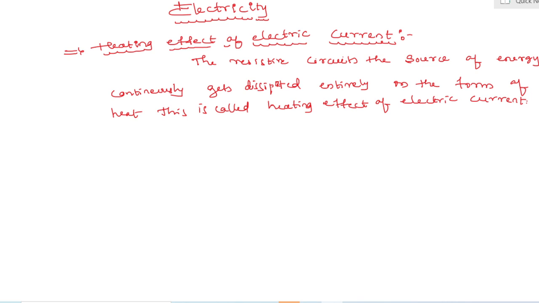Yes, listen here. In a resistive circuit, the source of energy continuously gets dissipated entirely in the form of heat. Yes, in the form of heat. This is called heating effect of electric current. This is obtained by transformation of electrical energy into heat energy. What happened here? A transformation process takes place.